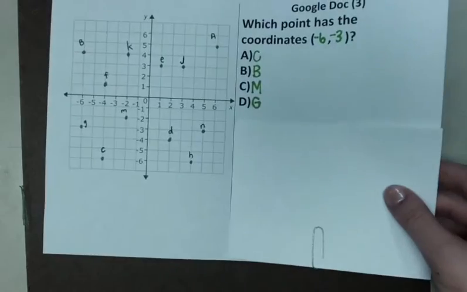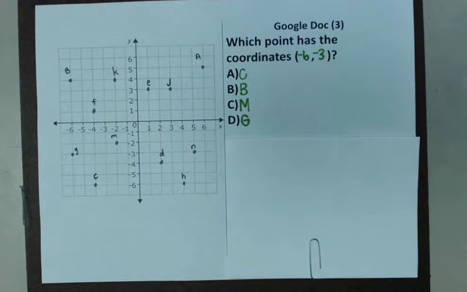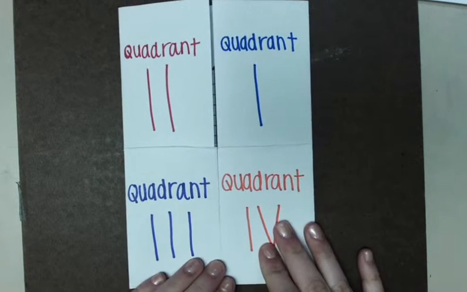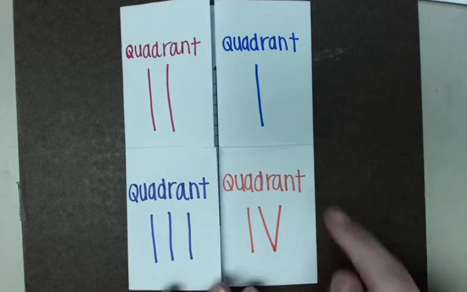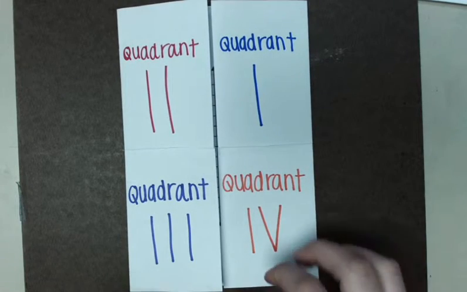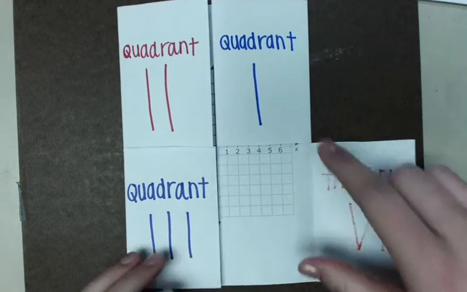Okay, and here is question 3 for your Google Doc. Okay, so for our last quadrant, quadrant 4, I want you to notice that we used Roman numerals to label all of our quadrants. So go ahead and label quadrant 4 and then open that up.